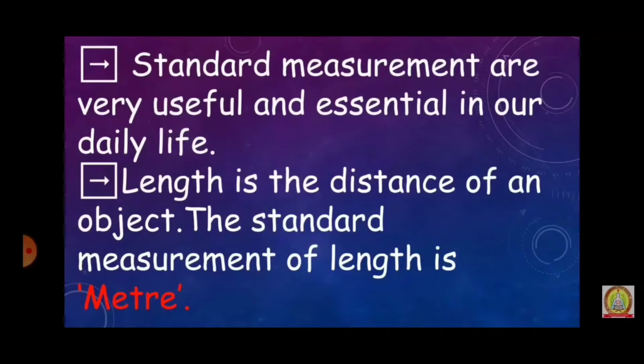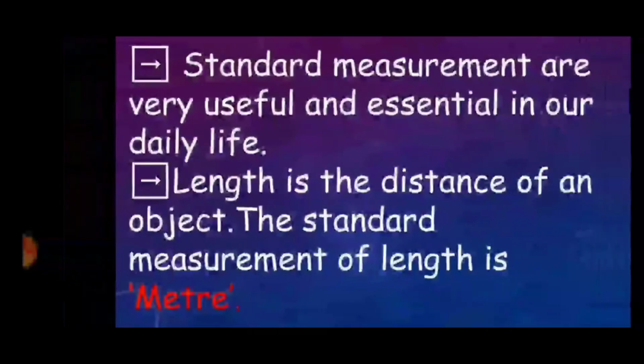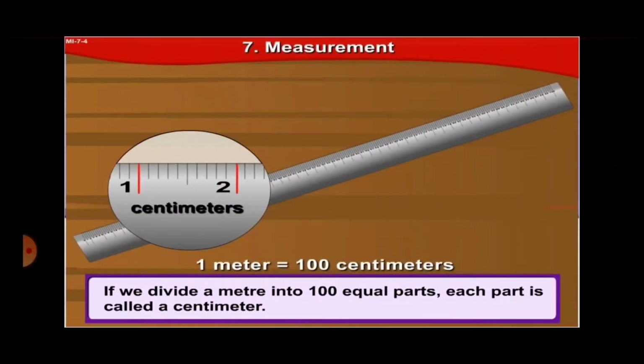Length. Length is the distance of an object. The standard measurement of length is meter. 1 meter is equal to 100 centimeters. If we divide a meter into 100 equal parts, each part is called a centimeter.